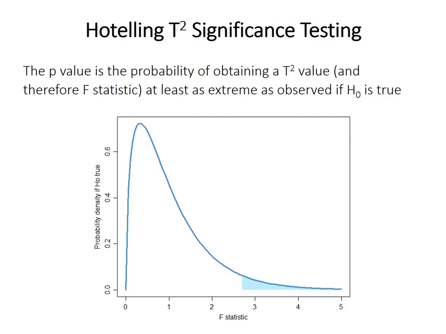So the p-value, as typical of all tests, is the probability of obtaining a T-squared value, after it's been converted to an F-statistic, at least as extreme as observed if the null hypothesis is true. The F-distribution with the appropriate degrees of freedom tells us the expected probabilities of finding particular values in the case where the null hypothesis is true. So this distribution here shows us what to expect when the null hypothesis is true. If we want to know the probability of finding a value at least as extreme, we just need to look at the area under the distribution at or beyond the F statistic that we obtained in the test.